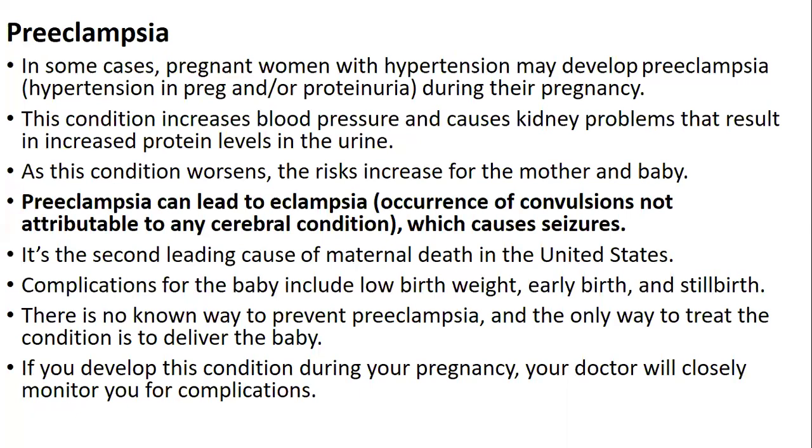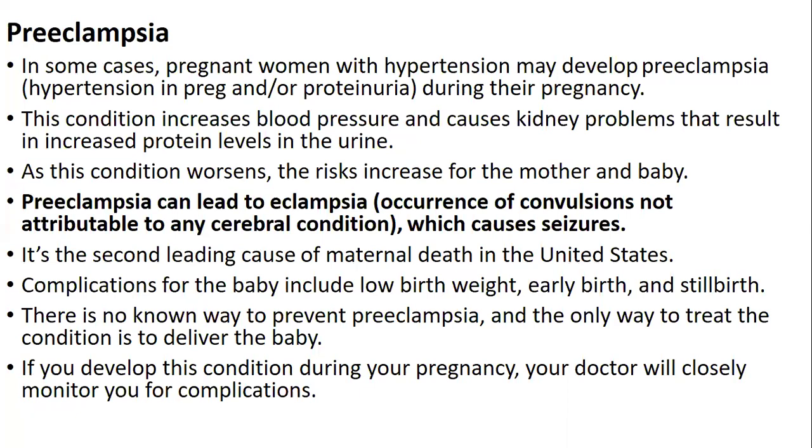Okay, preeclampsia. In some cases, pregnant women with hypertension may develop preeclampsia, which is hypertension in pregnancy coupled with proteinuria, which means protein in urine during pregnancy. That is the difference from gestational hypertension. Gestational hypertension was just high blood pressure in pregnancy, which will reverse after birth. But this other kind of high blood pressure known as preeclampsia is high blood pressure coupled with protein in urine.